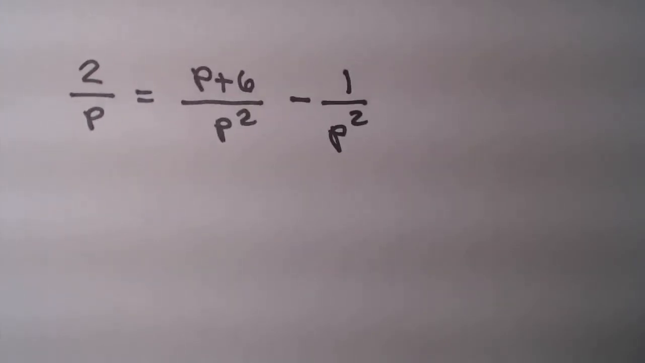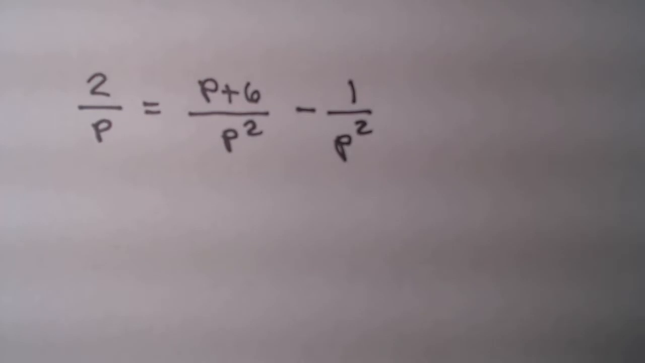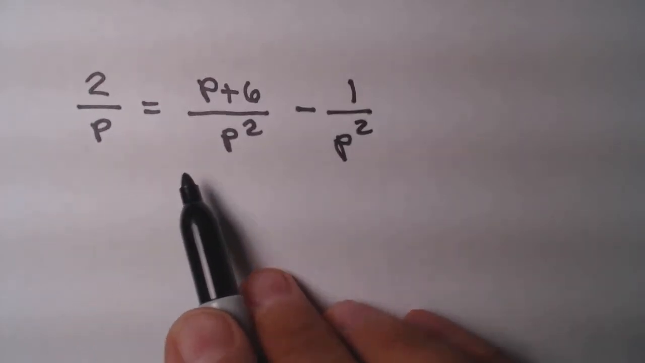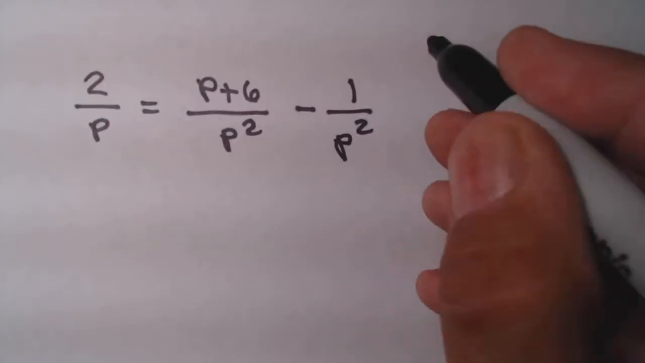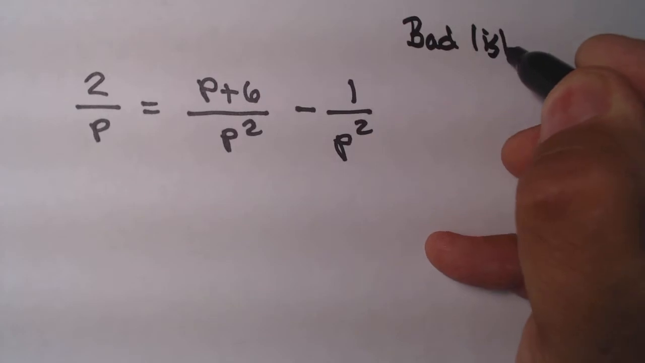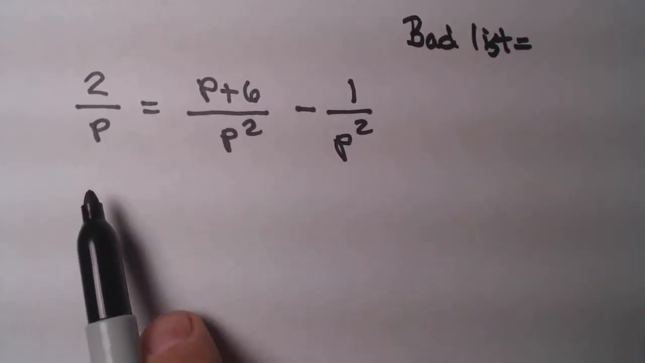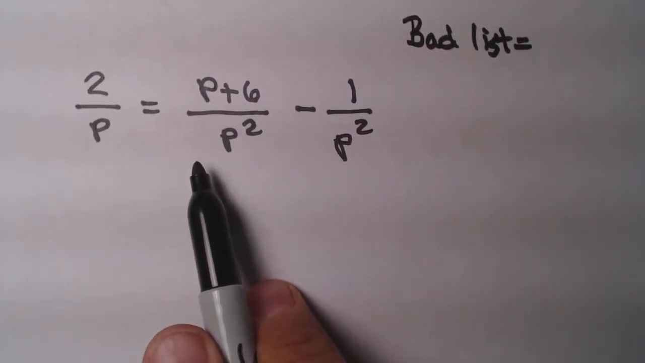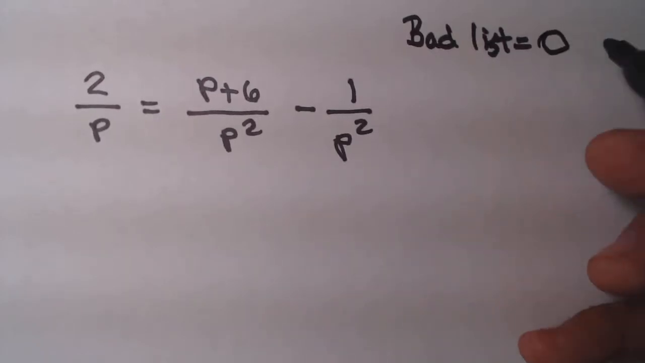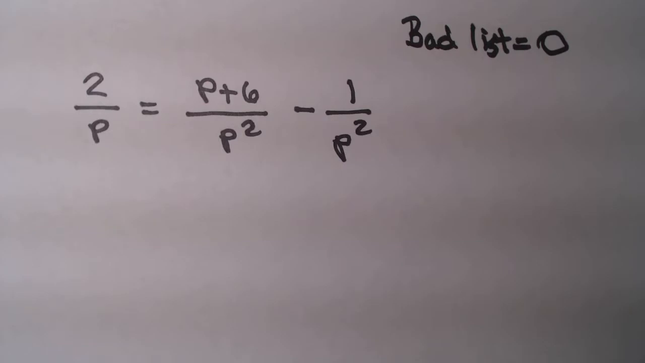Okay, here's another one coming up. Let's do the bad list right to begin with, like we should. You have to have all the denominators factored. Notice these are all single terms. So our bad list here is going to look just like it was from the first guy. The only value that's going to make any of these denominators 0 is if p equals 0. So we will not allow p equals 0 if it shows up as an answer.